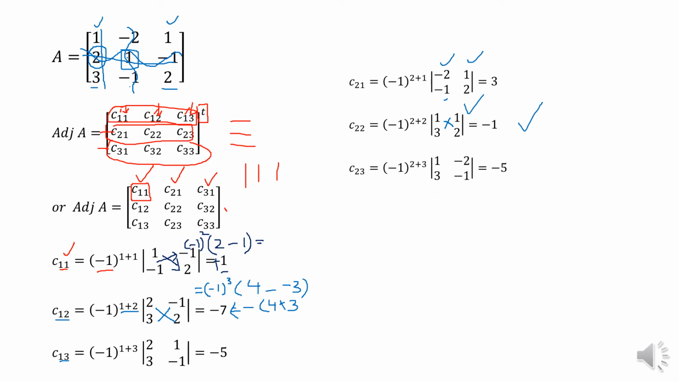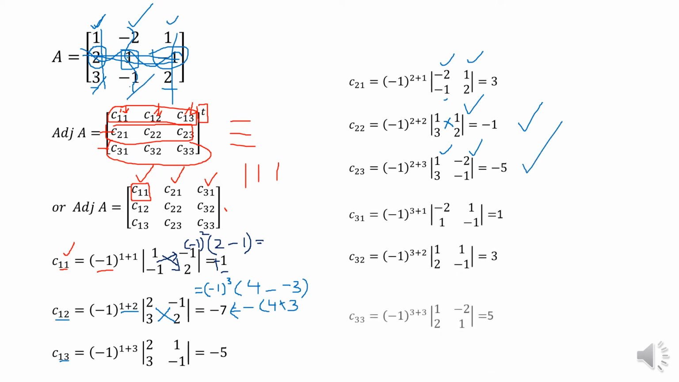Then 2 3 is here, so this row and this column will be deleted, we will be left with 1 minus 2, look, 1 minus 2, and here 3 and minus 1. After calculation this cofactor will come. The same way we do for the third column.